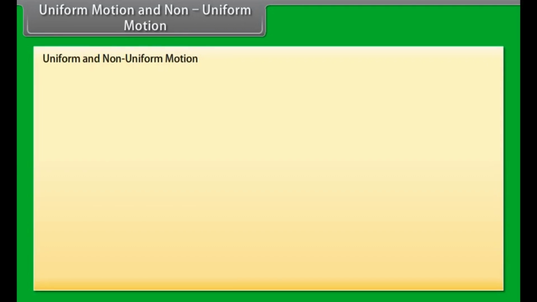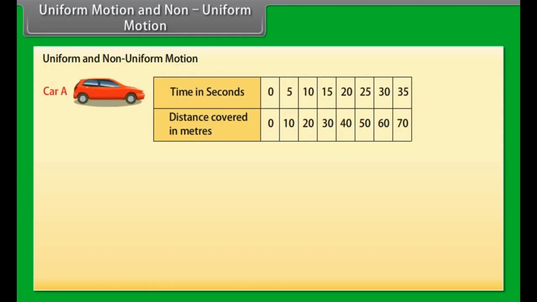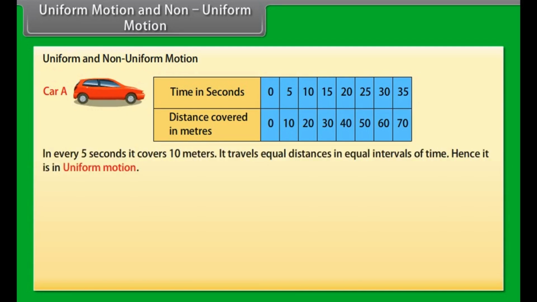Uniform motion and non-uniform motion. To understand uniform and non-uniform motion, let's take one example. Look at this table. This is the distance covered by car A. We can see that in 0 seconds it covers 0 meters. In 5 seconds it covers 10 meters. In 10 seconds it covers 20 meters and so on. Or we can say that in every 5 seconds it covers 10 meters. It travels equal distances in equal intervals of time. Hence, it is in uniform motion.